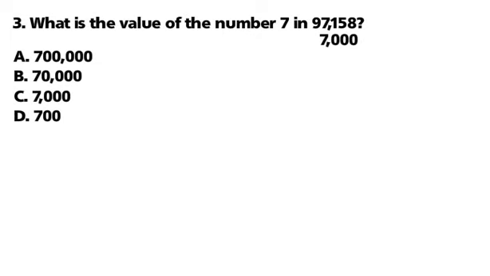Put zeros underneath the numbers that follow the 7. We can see that 7 is in the thousandths place and is worth 7,000. So our answer is C, 7,000.